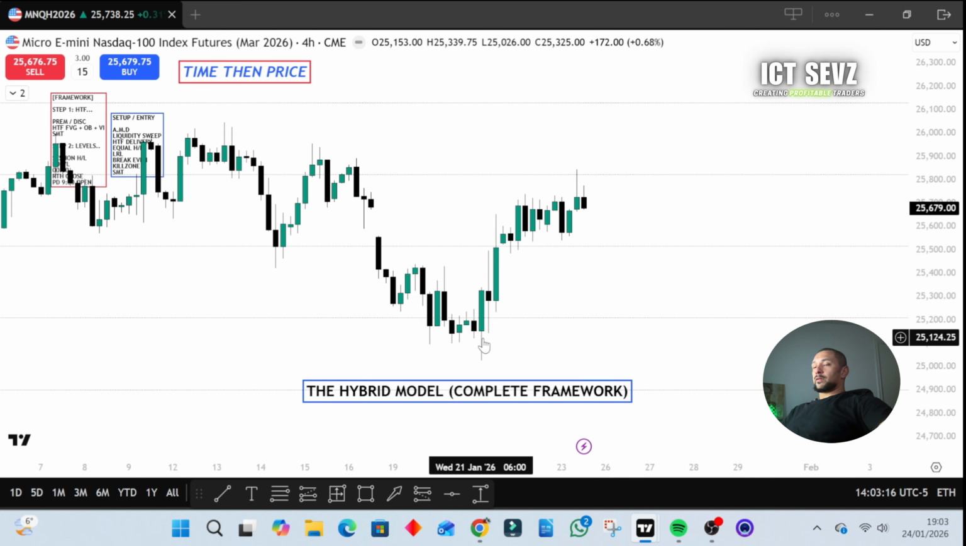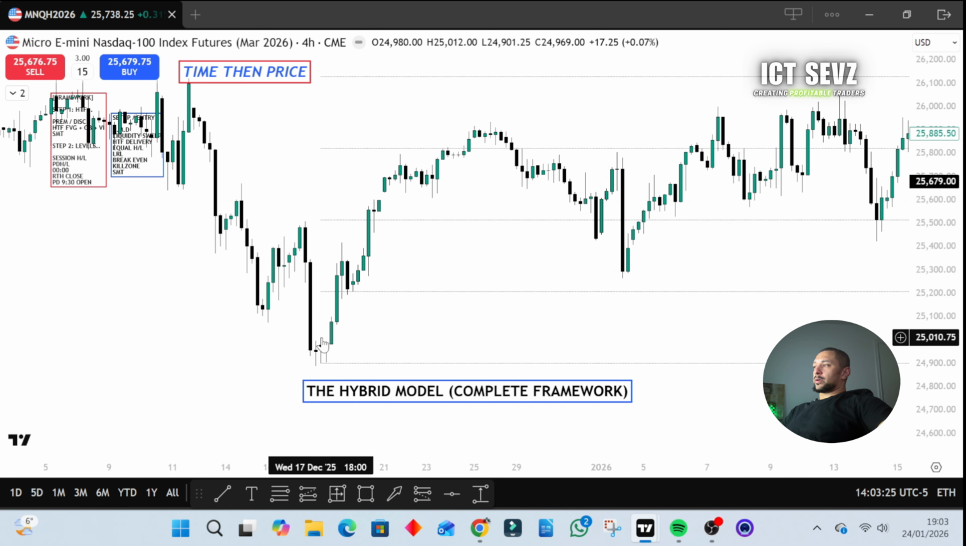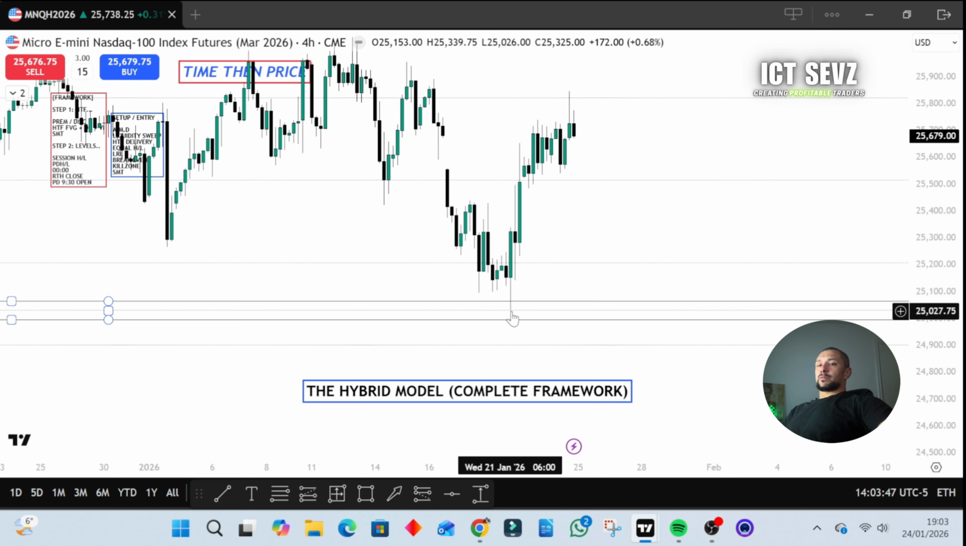So at this point, if you're trading London, which I don't, you'd be looking left here. Okay, what do we have over here? Fair value gaps on the 4 hour and the 4 hour order block. Let's have a little look. Let's mark this out. There you go. Tapped into a 4 hour fair value gap.